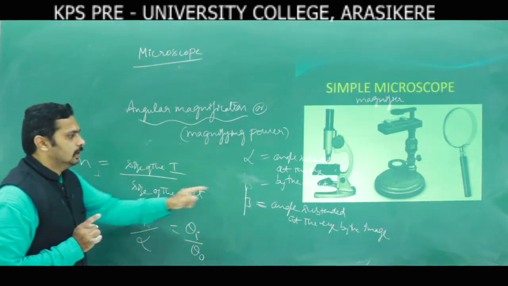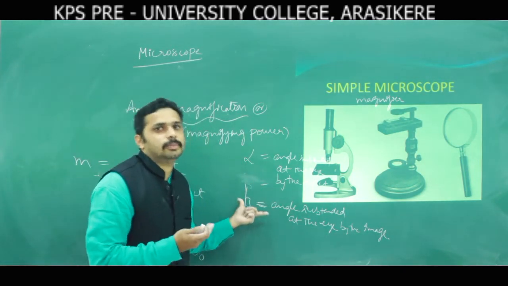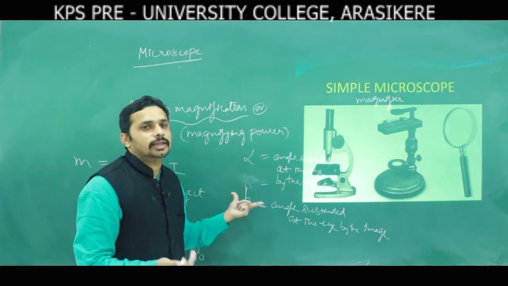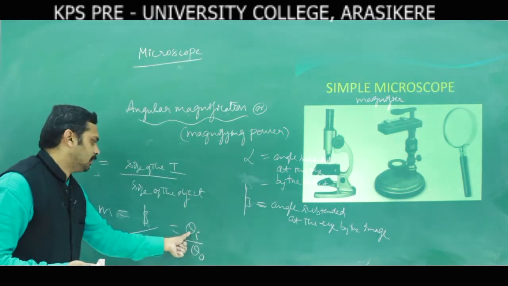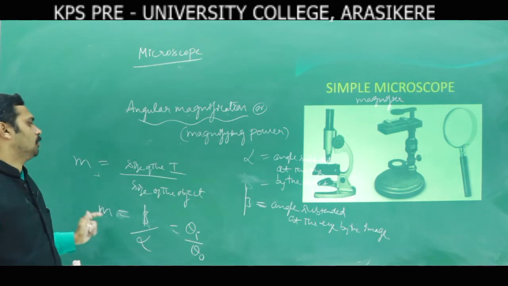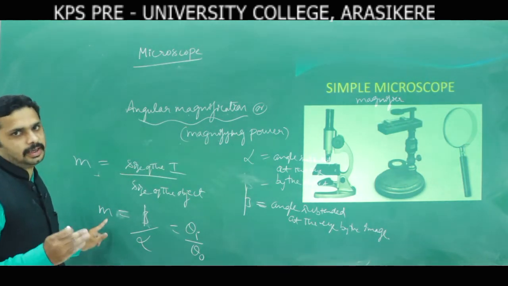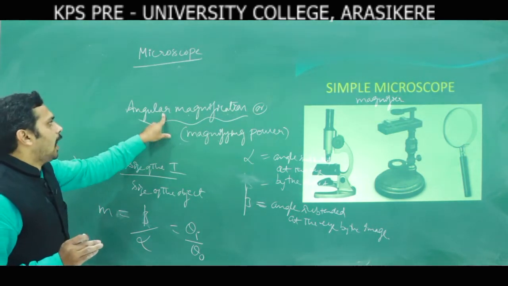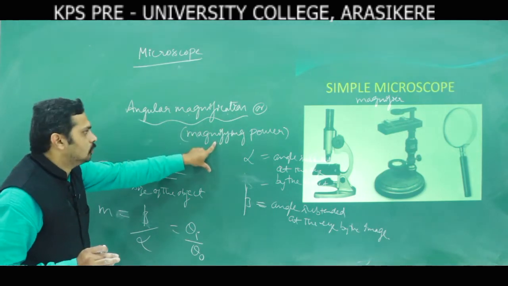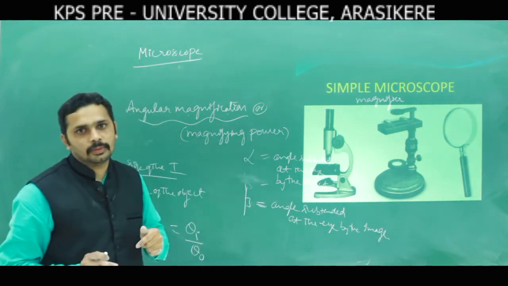Is this clear? Beta by alpha, if you use alpha and beta as angles, or theta I and theta naught: theta I is the angle subtended by the image, theta naught is the angle subtended by the object. It has no unit, it is a number. And angular magnification is also called magnifying power.